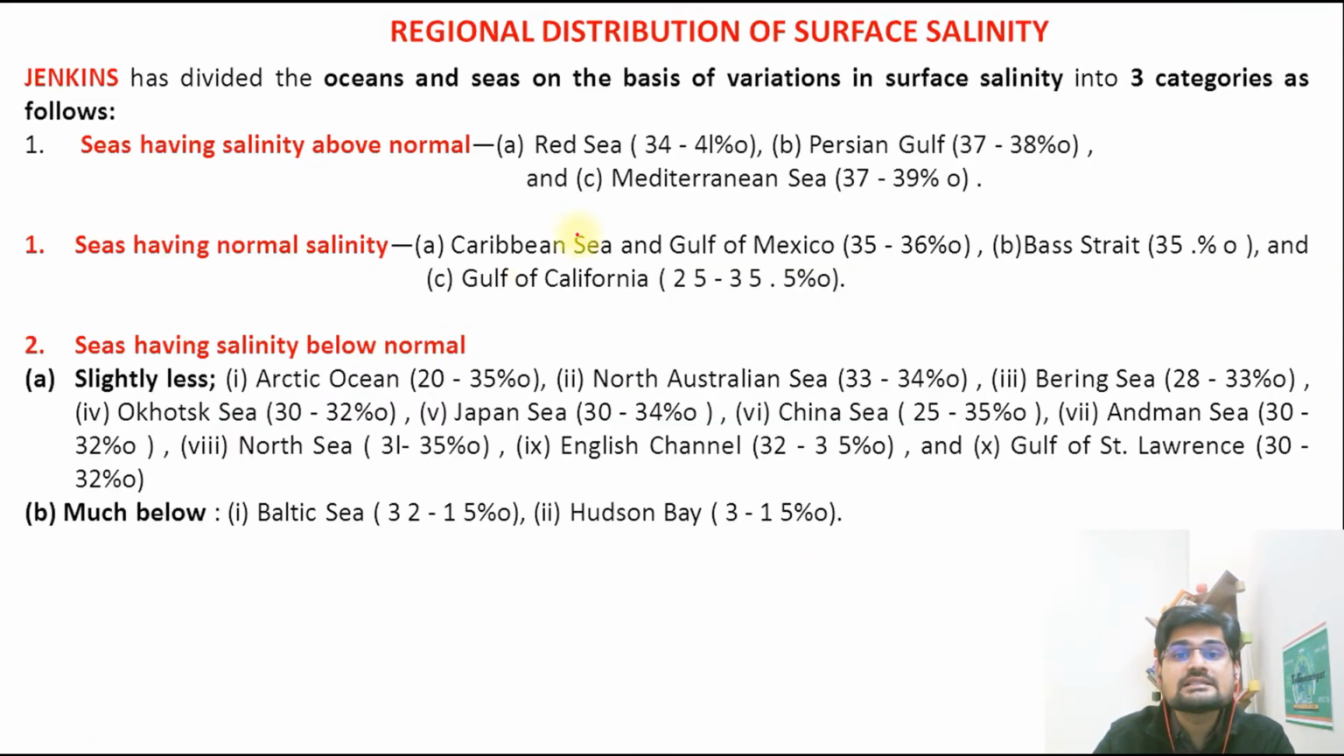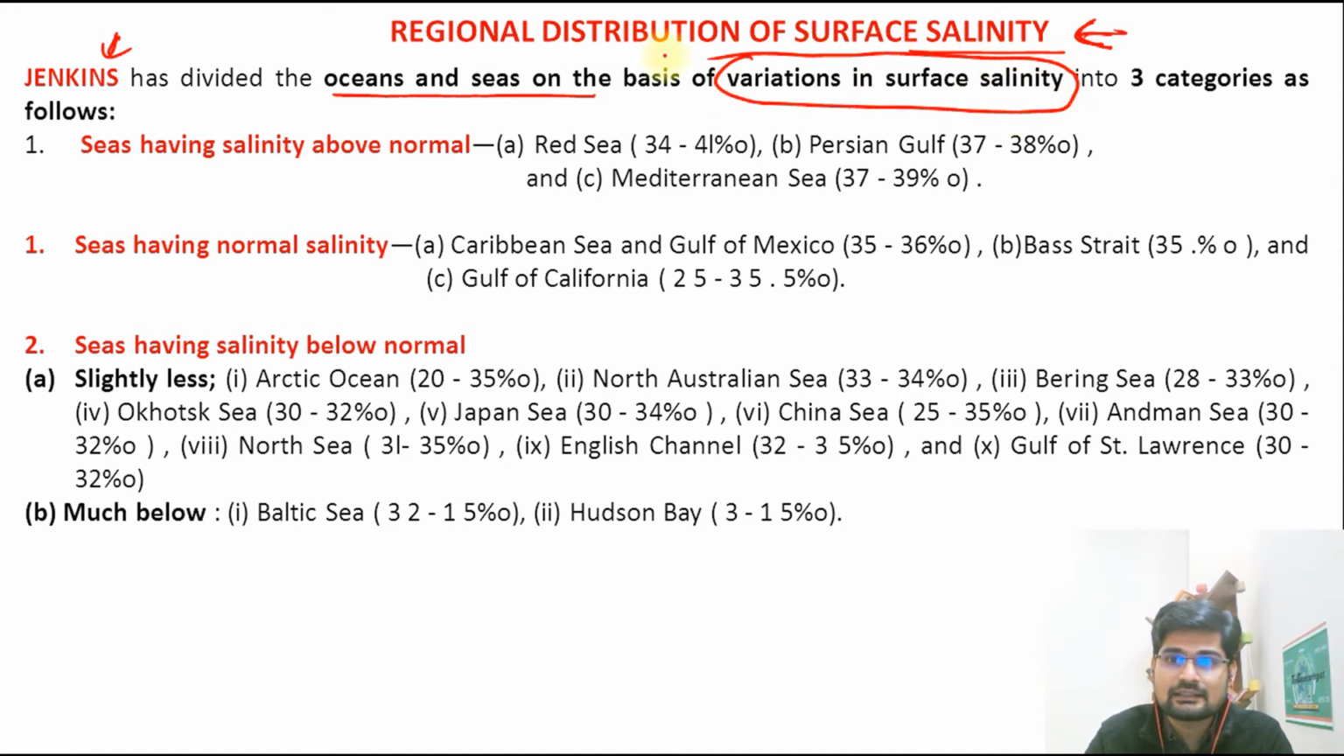Then going by the regional distribution of surface salinity as well. Remember regional oceanography, Jenkins, he was the scholar who divided oceans and seas on the basis of variations in surface salinity. When we talk about surface salinity, there are three divisions. The three divisions of the world in terms of surface salinity were made by Jenkins, and first is the seas having salinity above normal.